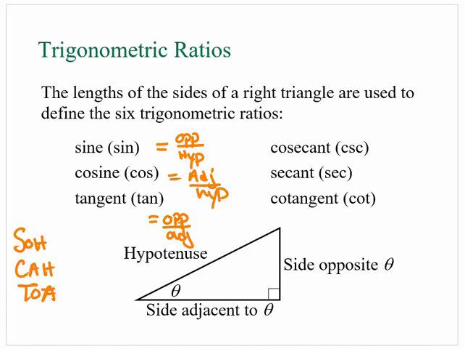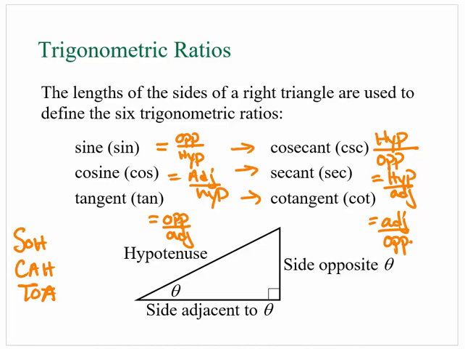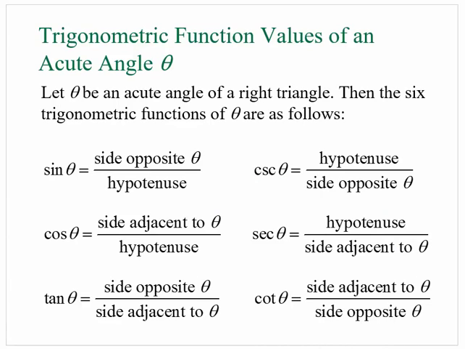Now, over here on the right-hand side, we have the reciprocals of each. Reciprocal means that the numerator goes to the denominator and the denominator goes to the numerator. So this one's going to be hypotenuse over opposite. This one's hypotenuse over adjacent. And this one's adjacent over opposite. And yes, you are going to have to memorize those. Here is the actual words written out, but it just duplicates what I just talked about.